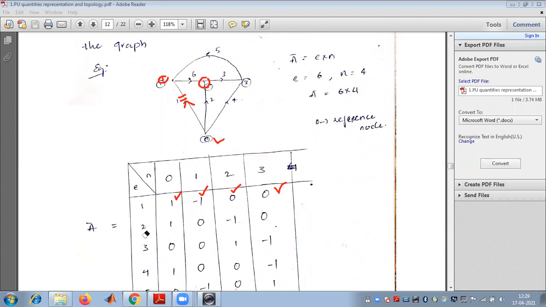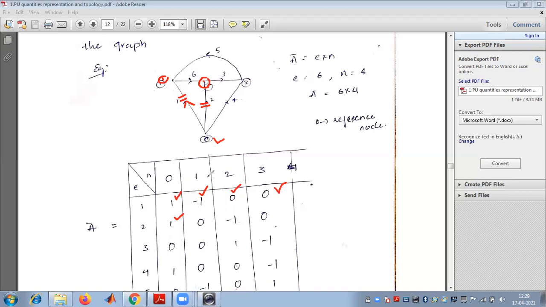Now, next, element number 2. So now see here, what about element number 2? Element number 2 is this one. Consider the 0th node and element number 2. Now, element number 2 is directed away from the 0th node. Obviously, you can substitute that as 1.